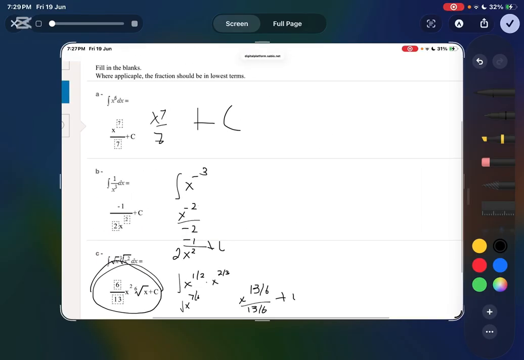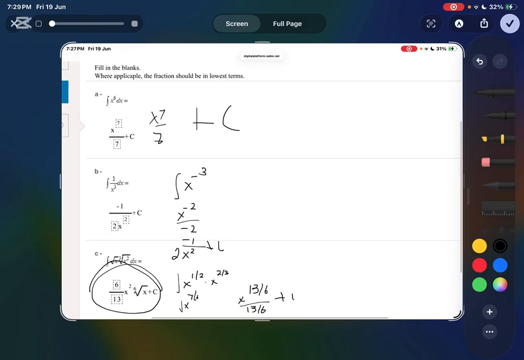Wait, they want us to do... Yeah, when you solve it you'll get the answer at the end like this. Just move the 13 over 6 up there, becomes 6 over 13, and then you write the x power as a radical with base 6 and x to the power of 13 inside, and you simplify it like this, and it becomes like that, then plus c in the end.